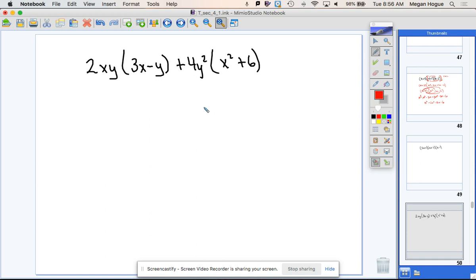2xy times 3x minus y plus 4y squared times x squared plus 6. So a little messier because of the exponents, because of the multiple variables. We're going to distribute.